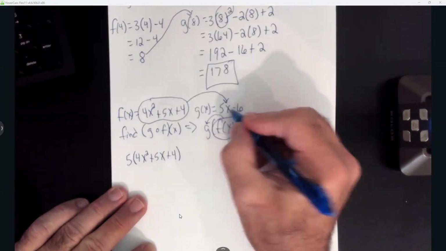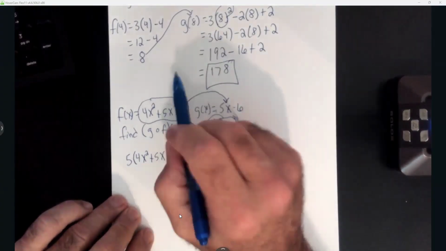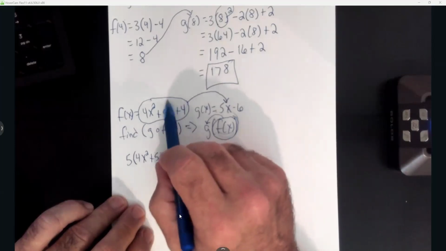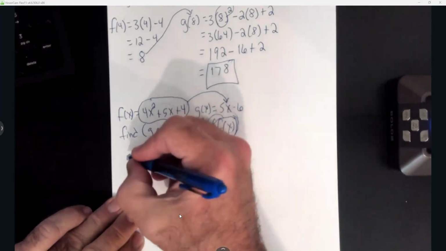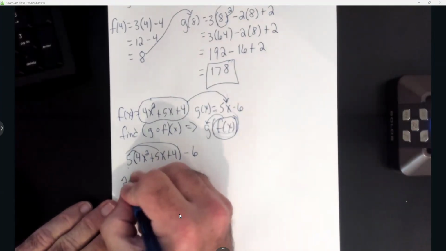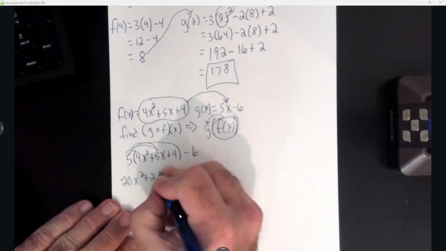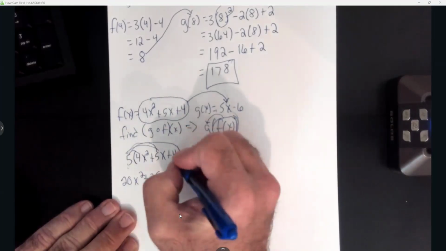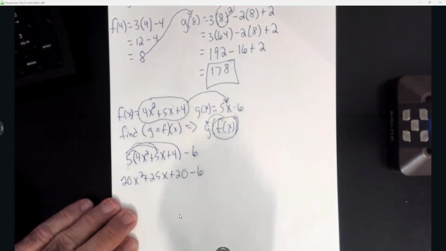So that's my 5 times x, and then I got a minus 6 at the end. So remember, the whole function for f goes into g, okay? All right, so to start this, distribute 5. 5 times 4 is 20x squared. 5 times 5 is 25x. 5 times 4 is 20. And then you got a minus 6 at the end.